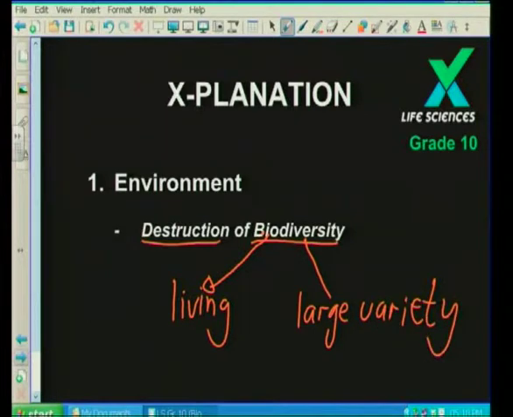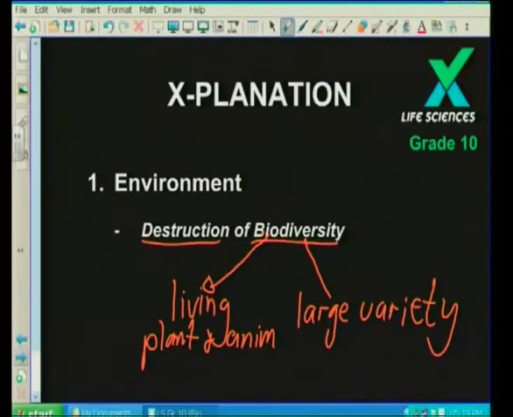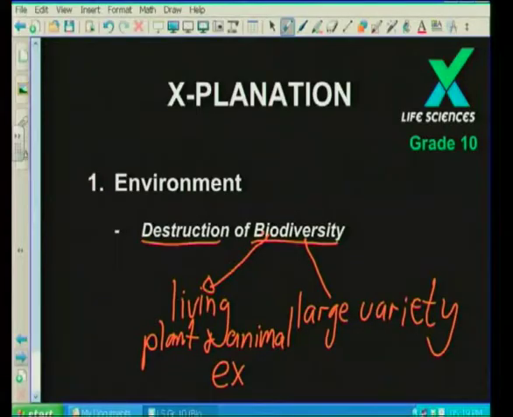Okay, so we refer here to a large variety of living plant and animal organisms. So, what's happening here? Because of all these factors we mentioned, like acid rain and deforestation, it destroys our plant and animal life, and therefore we are destroying the biodiversity. All right, what can happen here is that it can all lead to the extinction of our plants and animals, and we have to look after it.